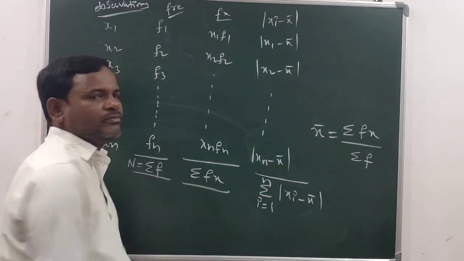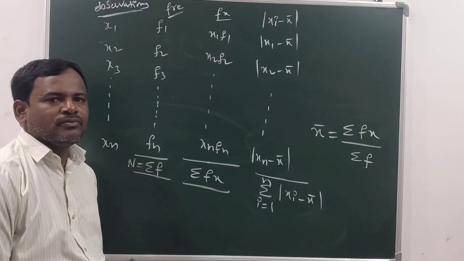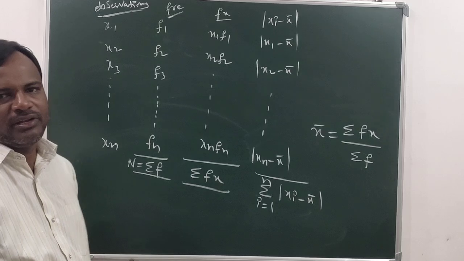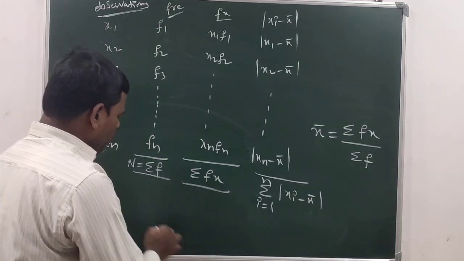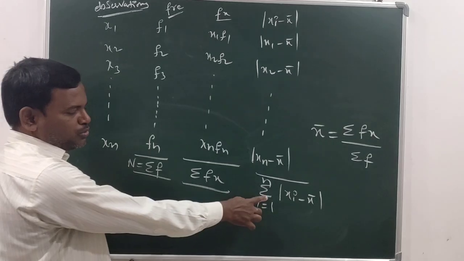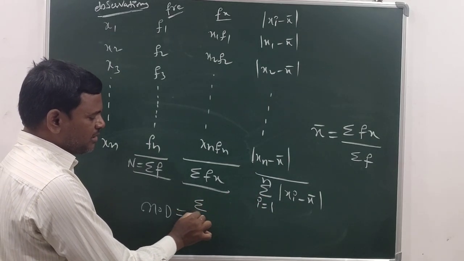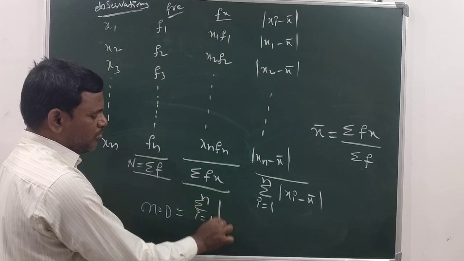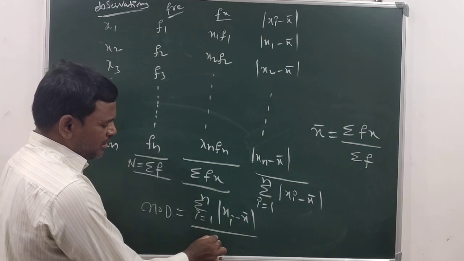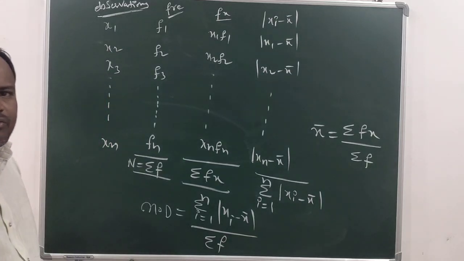You have prepared the sum of absolute deviations which are measured from their mean. Now go to the mean deviation. Okay, substitute this value in the numerator. I runs from 1 to n, mod of xi minus x bar, by sigma fi. I runs from 1 to n.